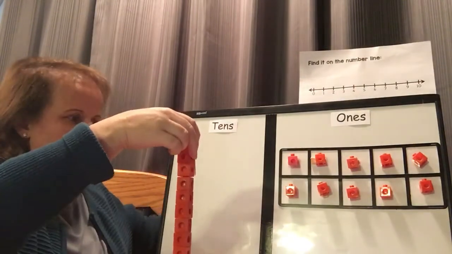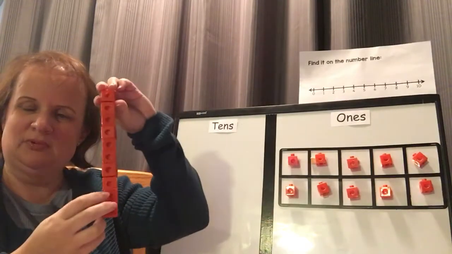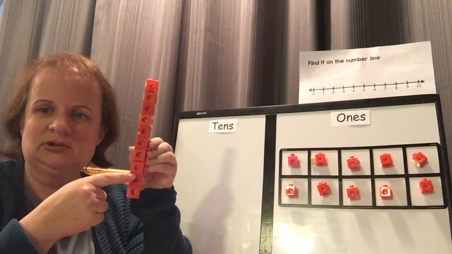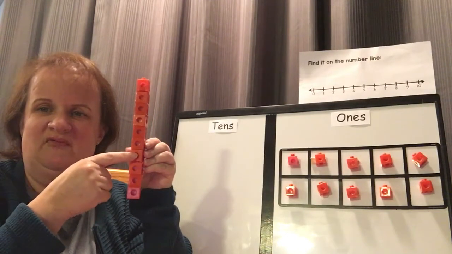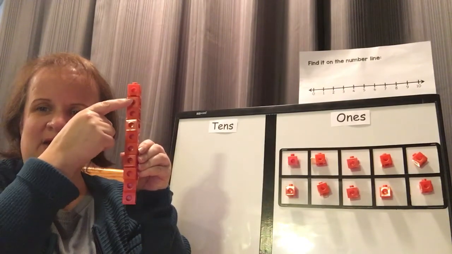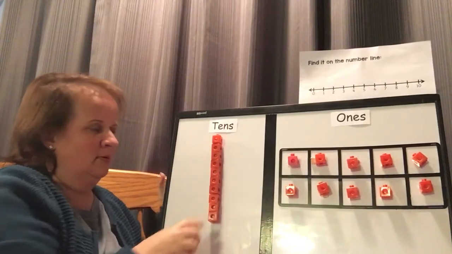But this long stick of blocks is also 10 blocks. Let's count them together. 1, 2, 3, 4, 5, 6, 7, 8, 9, 10. This is also 10.